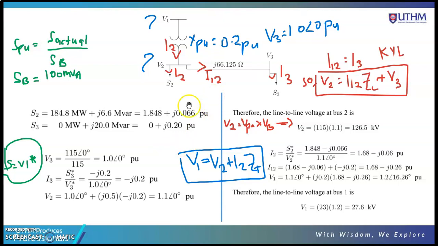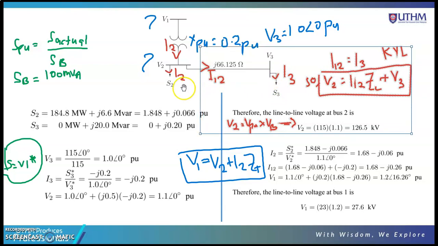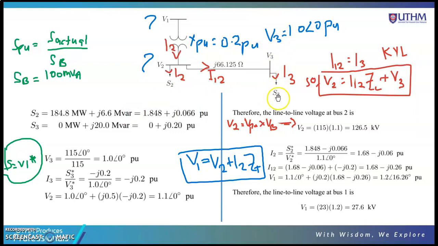Next, you can determine the current. In order to determine V2 by applying Kirchhoff voltage law, first of all you need the information of current. You can get the current from S3, because we have V3 and S3. We know that S equals V I conjugate, so I3 equals S3 conjugate divided by V3 conjugate. So you can get I3.